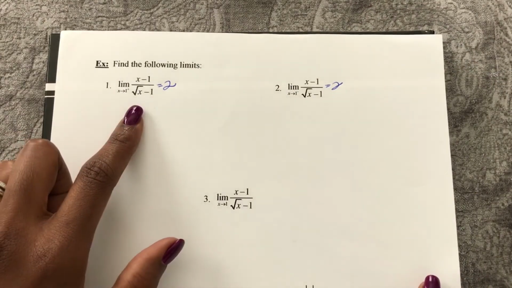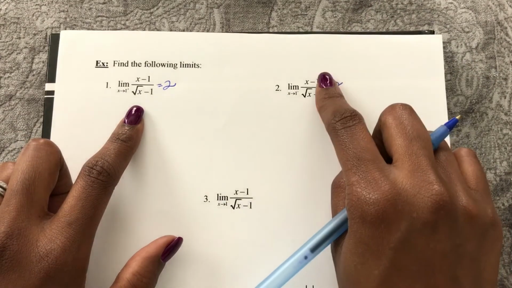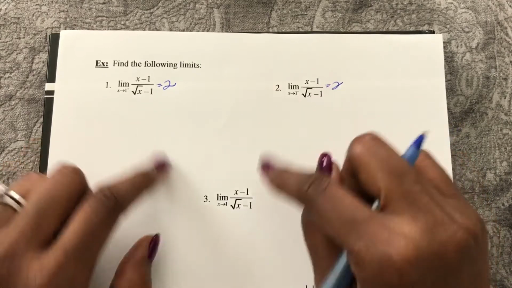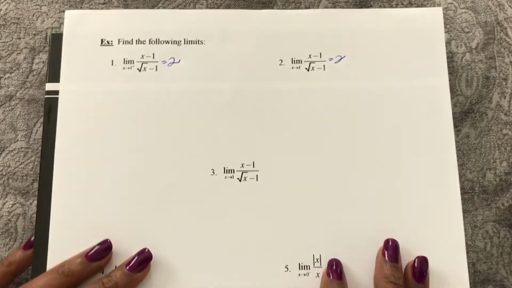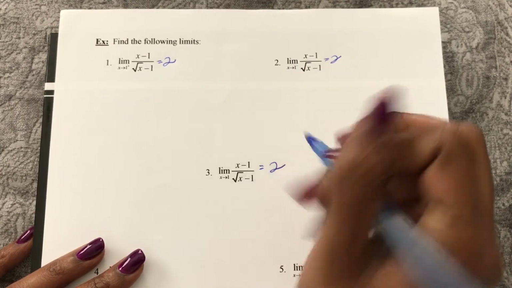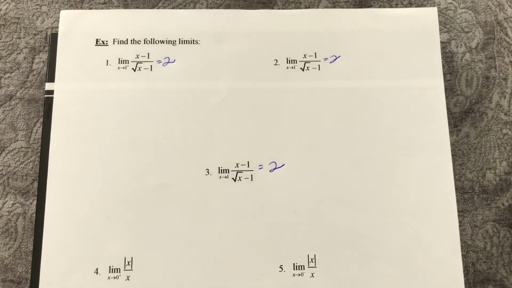So my right-hand side is approaching 2, my left-hand side of my function is approaching 2, therefore the overall limit has to be approaching 2 as x is approaching 1.